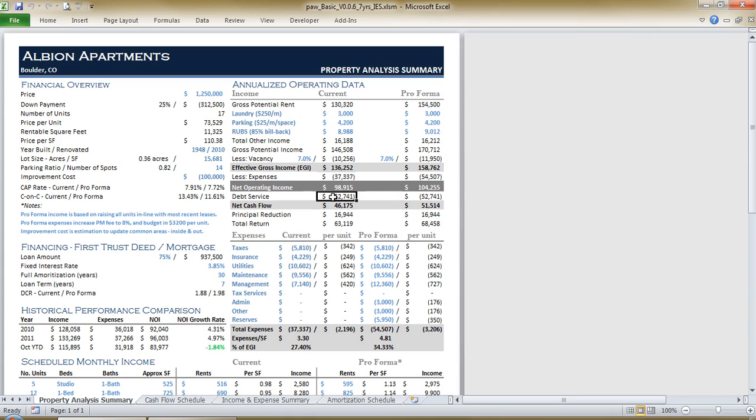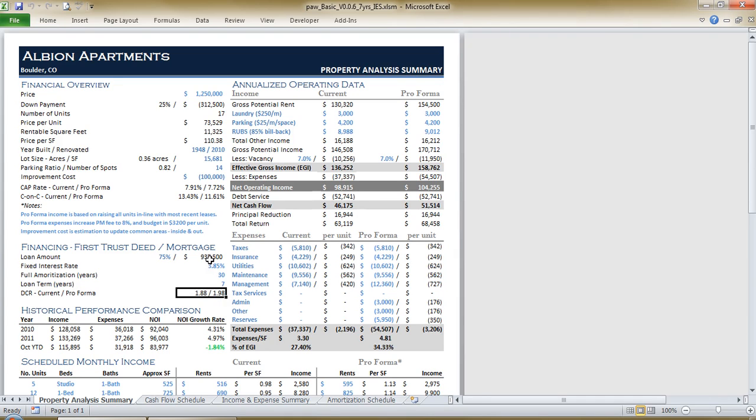The debt service, that number, is calculated from the information you just put in. So 75% loan to value, so a loan that's $937,500 at 3.85 interest, amortizing over 30 years. Your debt service payment every year will be $52,741. So that's where that feeds into. That combined with the NOI calculates your DCR.